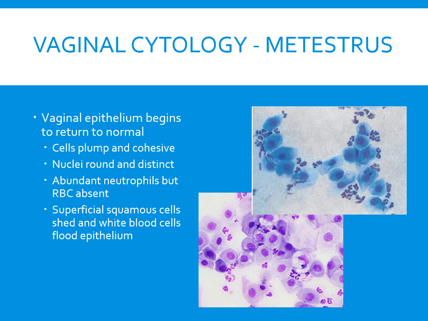After estrus is metestrus, and the cells that were keratinized will be shed, and the vaginal epithelium will start to return to normal, and the epithelial cells that we see will be round with a round nucleus, and they'll be plump and cohesive, or sticky, and sticking to each other. There will be abundant neutrophils, but the red blood cells will be absent.